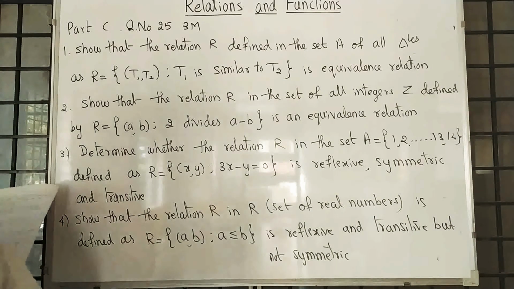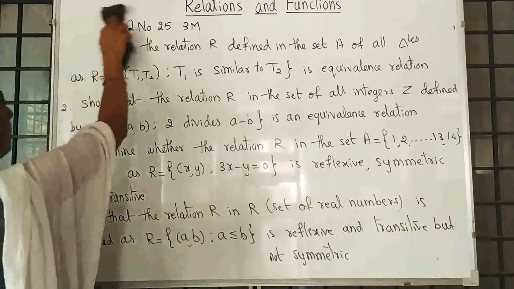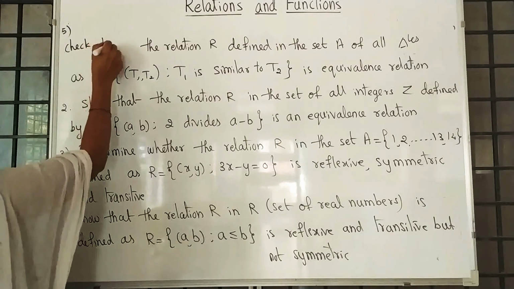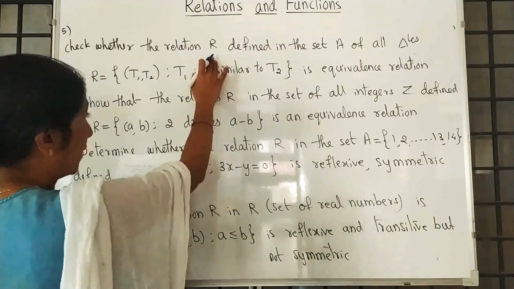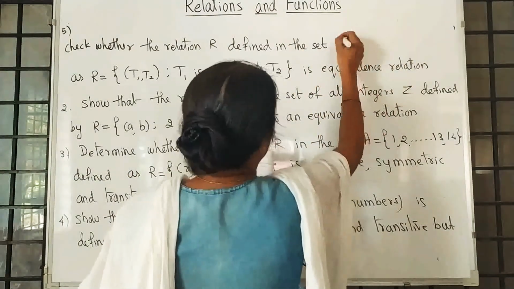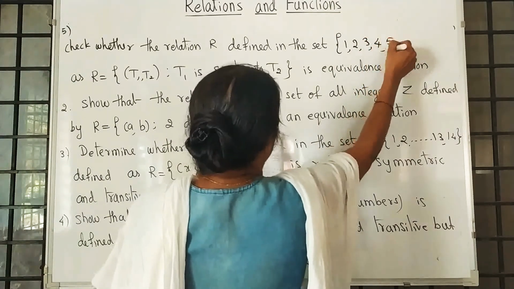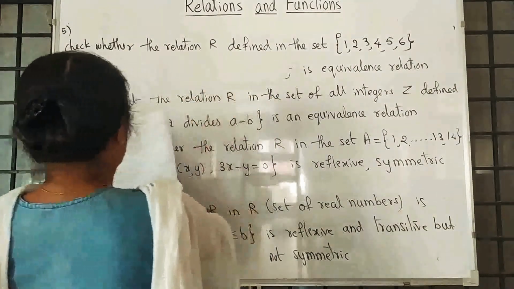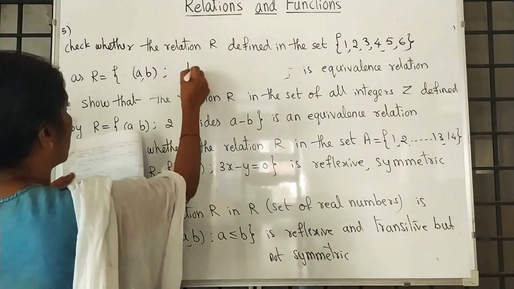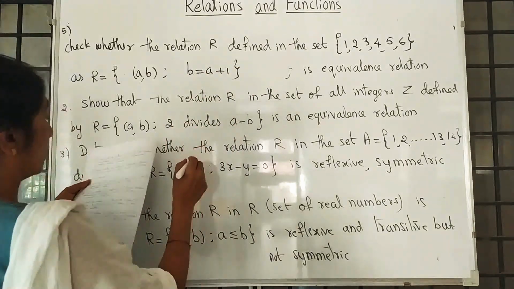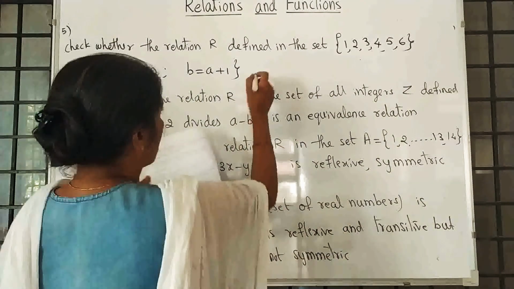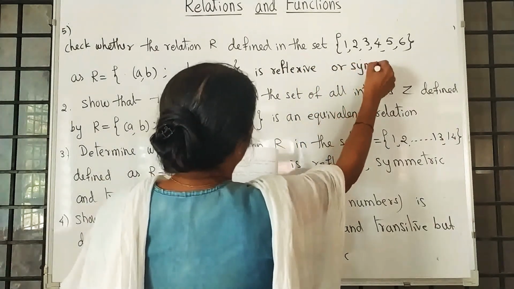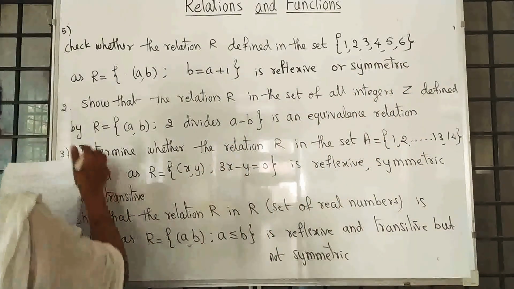Check whether the relation R defined on the set 1, 2, 3, 4, 5, 6 as R is equal to A comma B such that B is equal to A plus 1 is reflexive or symmetric. Moving to the next question, sixth one.